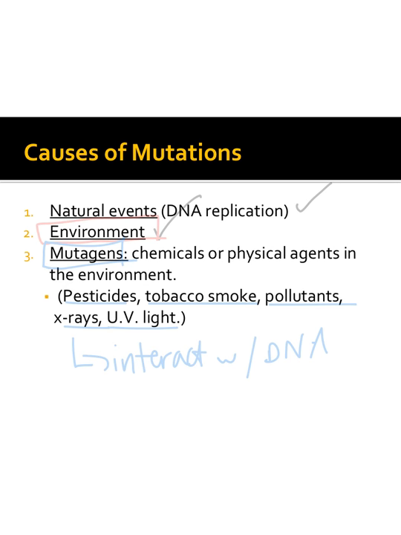So 3 causes there. We have natural events, cellular machinery making an error in DNA replication, which we saw yesterday, environmental conditions promoting mutations, and also mutagens, which are chemicals or physical agents in the environment interacting with the DNA.